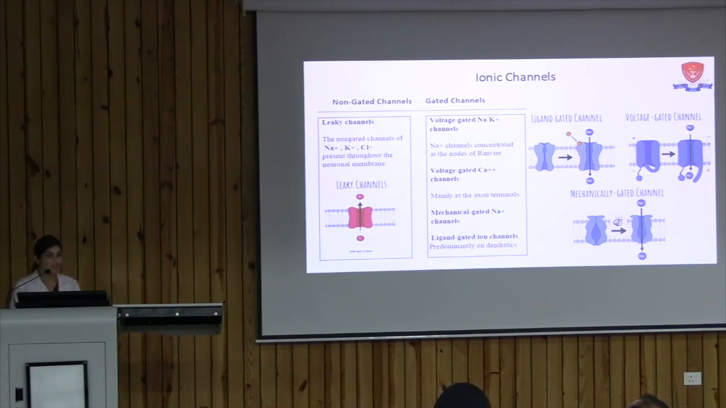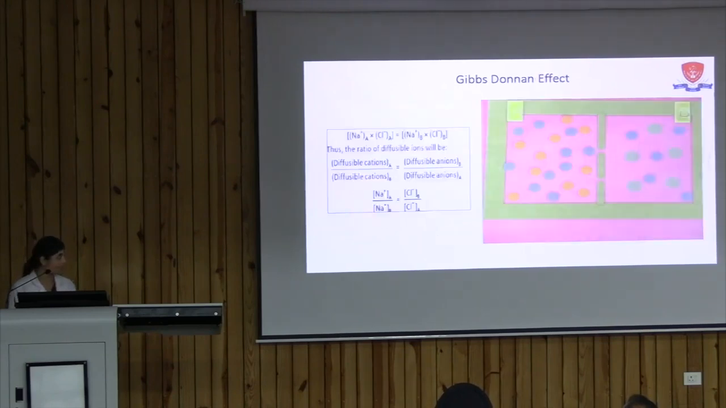The gated channels include voltage-gated potassium and sodium channels that are concentrated at the nodes of Ranvier, the voltage-gated calcium channels that are present at axon terminals, the mechanically gated channels that are involved in receptor potential and somatic sensory nerve endings, and we have the ligand-gated channels that are predominantly present on dendrites.